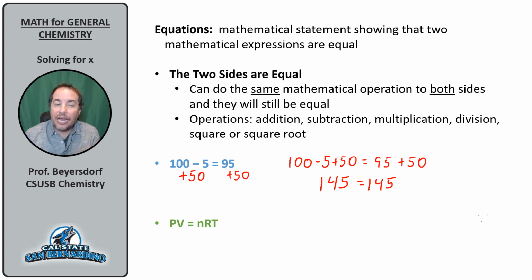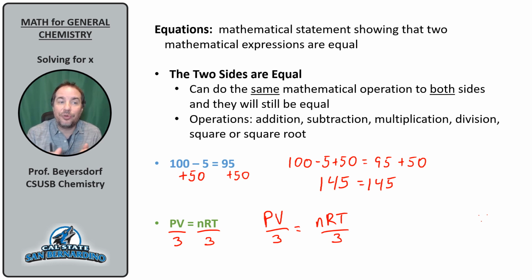I have to do the same thing to both of them. Let's say I had PV equals nRT. If I wanted to divide both sides by 3, I could get that PV over 3 equals nRT over 3. It's okay to manipulate it by doing the same thing to both sides.